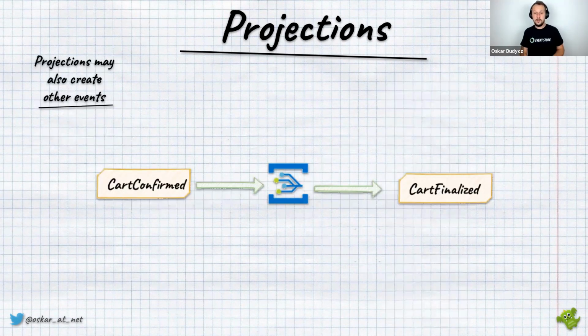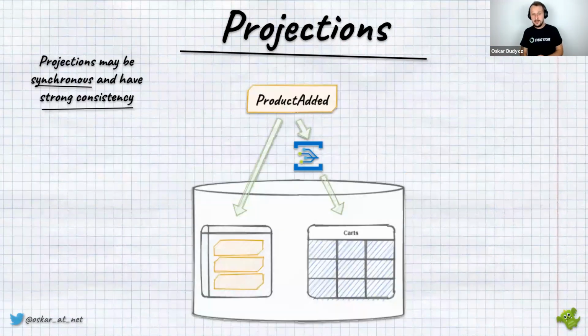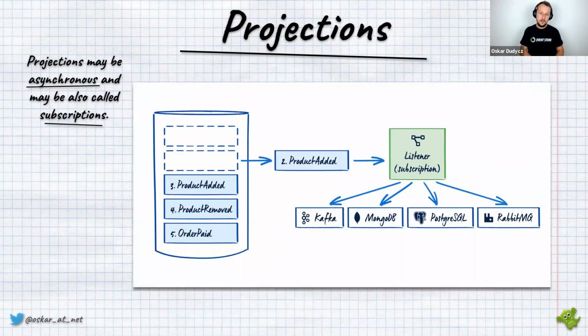And projections may also create other events. For example, if we would like to publish an event to an external system, then usually we are mapping the events to build a fatter state with all the information. Projections don't have to be asynchronous or eventually consistent. For example, in Marten, we are storing events and we can update all the projections at the same time. But of course, this is limiting the performance. So typically we expect our read models to be eventually consistent, so updated after some time, after we run the business logic, but that's a performance consideration.